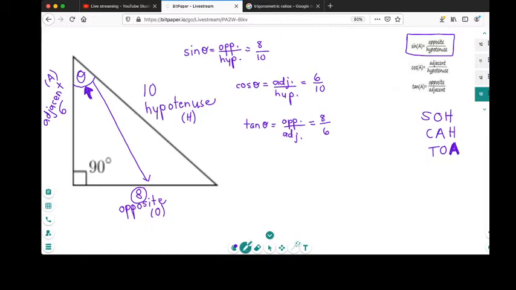Okay, one thing that's really important to remember: even if I was to plug in, for example, sine of theta equals 8 over 10, that's not the answer for the angle. That doesn't tell me what the angle is. And I'm going to show you guys how we can actually get the angle. Instead, what it tells me is the sine of the angle.